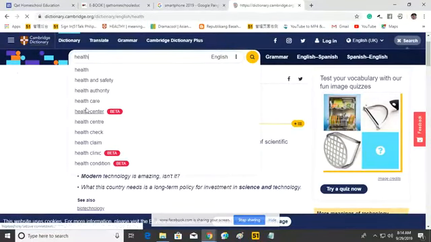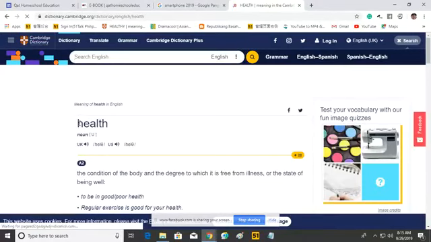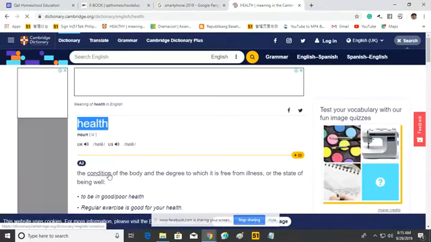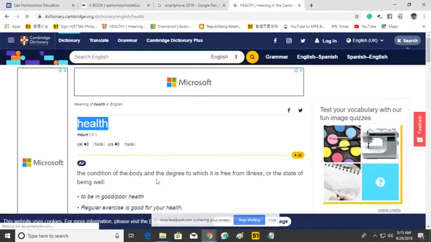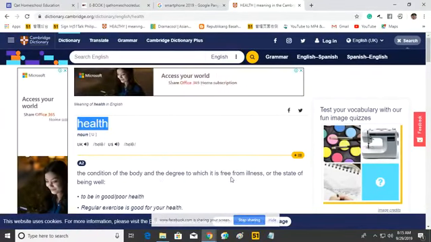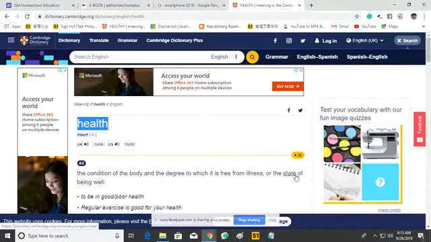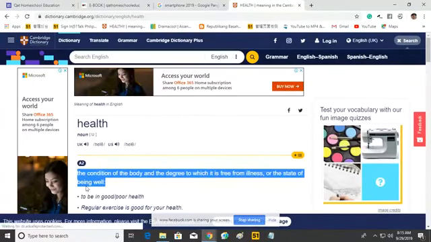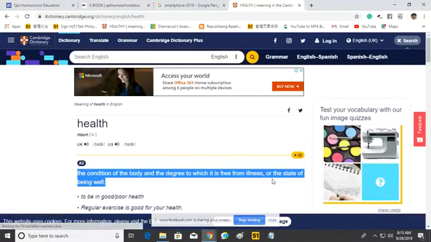Health. So health is the condition of the body and the degree to which it is free from illness or the state of being well. Okay? So when we say health, the condition of the body and the degree to which it is free from illness or the state of being well is what we call health.